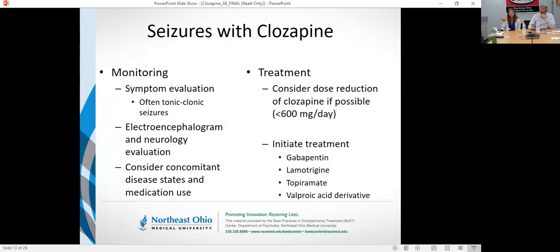It's most common with doses over 600 milligrams a day. So if there is a way to reduce the dose, that would be preferential. If we're unable to reduce the dose, then we can initiate treatment.